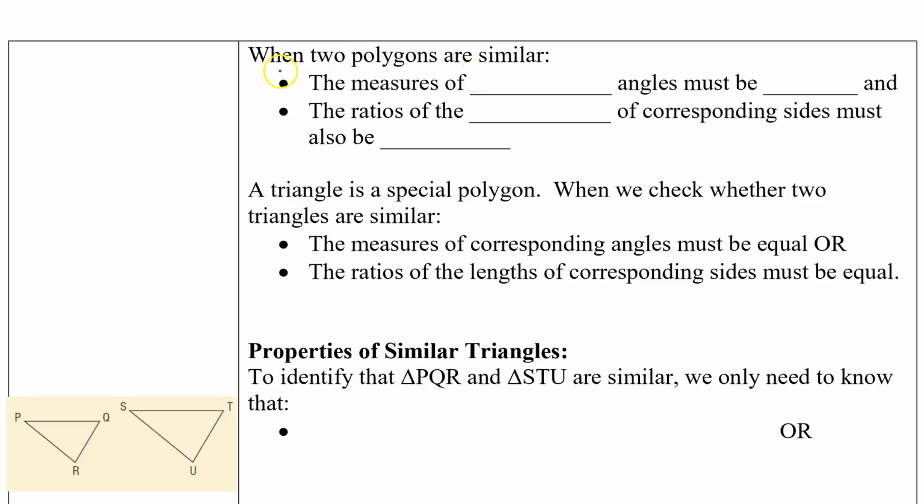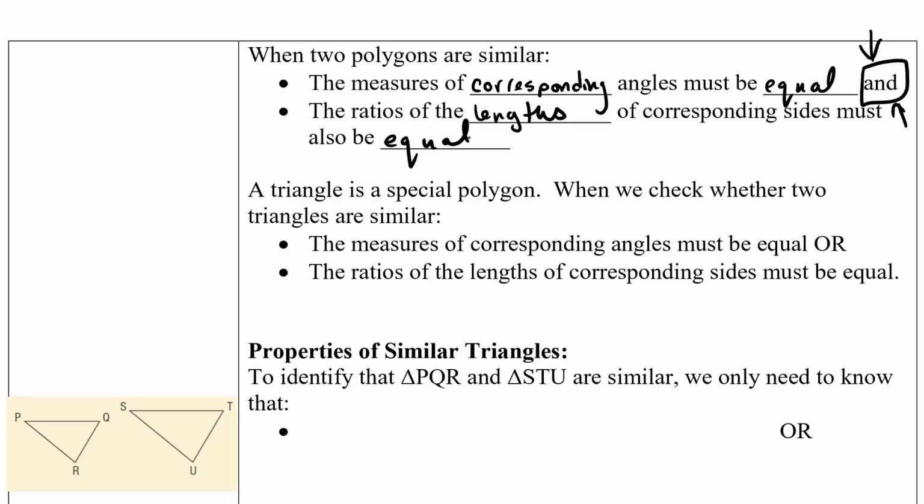So let's remind ourselves here, when polygons are similar, that means that the measures of corresponding angles must be equal. And the key word here is and, the ratios of the lengths of the corresponding sides must also be equal. But the triangle is a special polygon. It has many sides, but that many sides is always going to be 3.